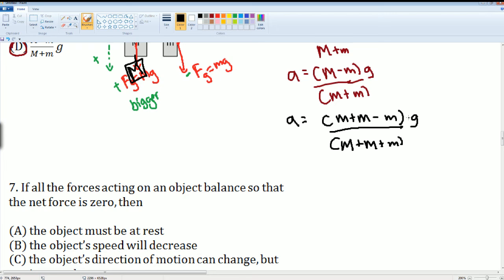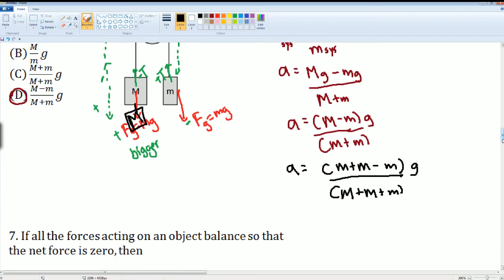So big mass plus little mass. Why are these two masses adding and not subtracting? Because they're all on the same side, so they're all on the plus side. Very straightforward. So this is a what-if scenario.